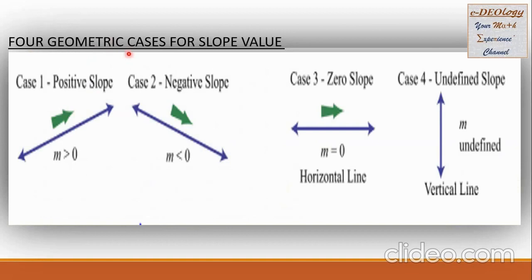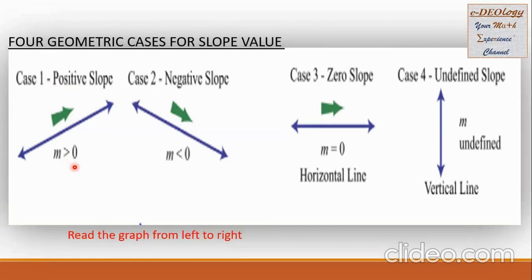There are 4 geometric cases for slope value. Case 1 is positive slope. The symbol is m is greater than 0. Take note that we're going to read the graph from left to right. So the line is here. It's going upward, but we can say that this is inclined to the right.